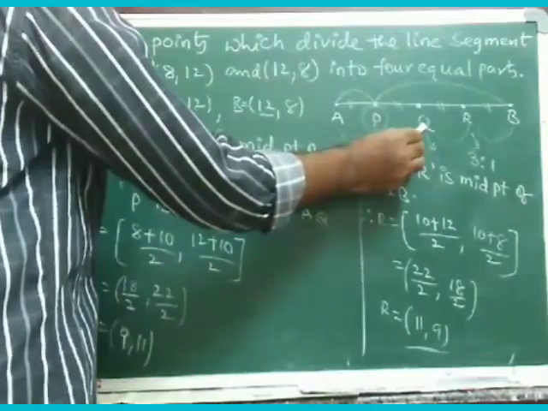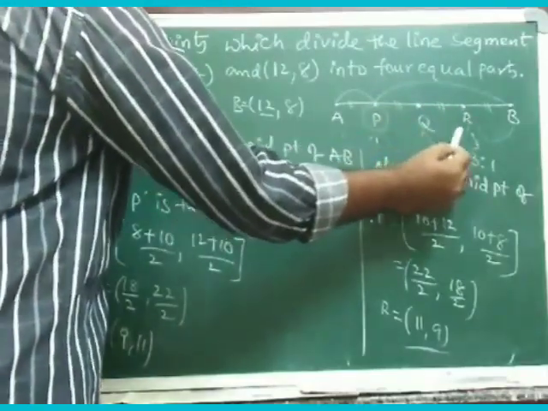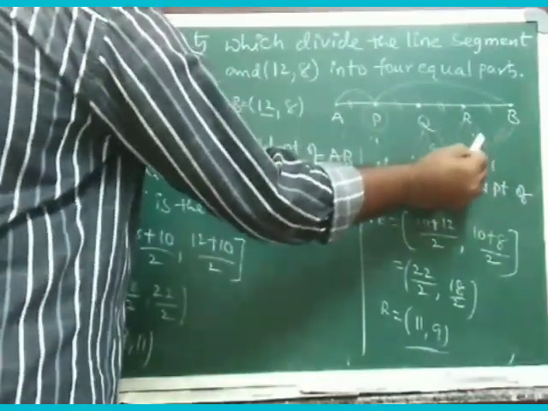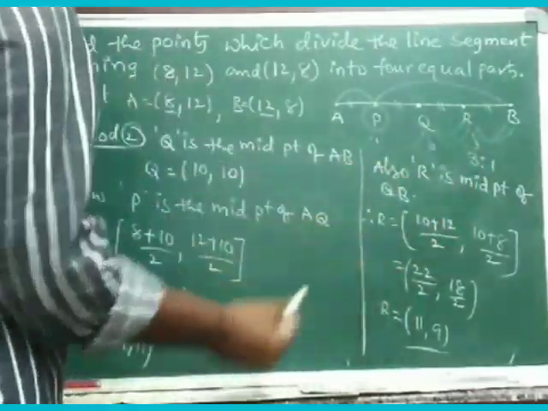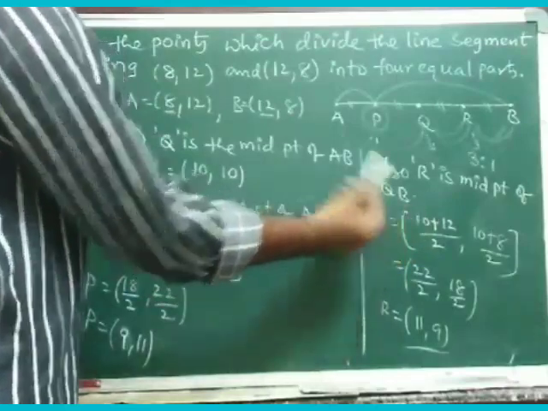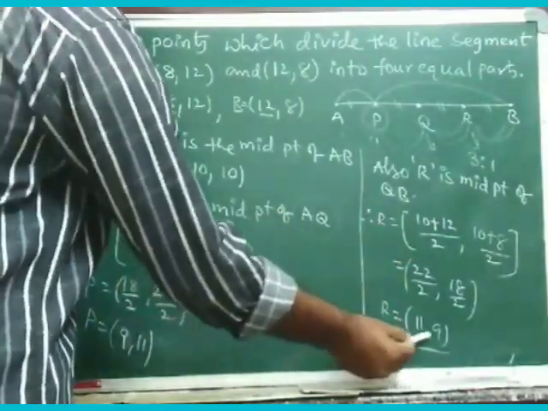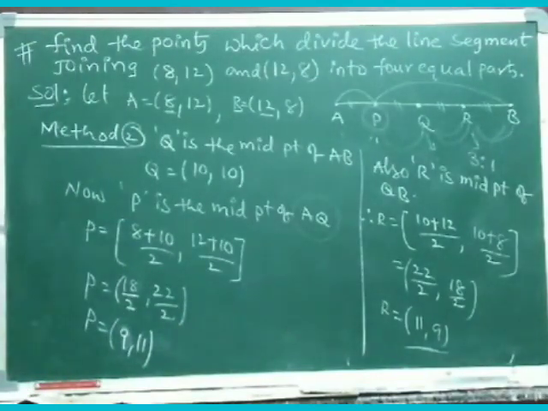Okay, we got Q, we got P, and what about R? Since QR is equal to RB, R is the midpoint of QB. So let us substitute in the formula, and we get R equal to (11, 9). Same answer as we got in method 1. So this is the beautiful part, where we can apply the section formula as well as the midpoint formula.